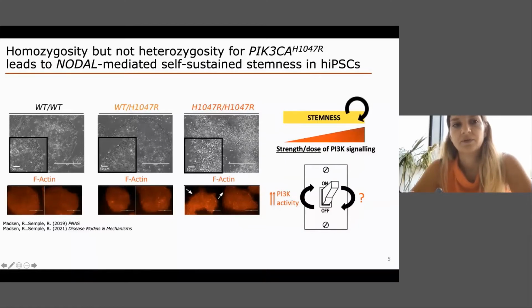I think what we discovered, the fact that homozygous but not heterozygous PIK3CA H1047R can lead to a near binary phenotypic switch where you get self-sustained stemness. That's just one single copy extra from the heterozygous state. It really goes to show that there are very subtle quantitative differences in signaling pathways that can be interpreted into and translated into vastly different phenotypes, which is very important when it comes to interpreting disease-relevant phenotypes.